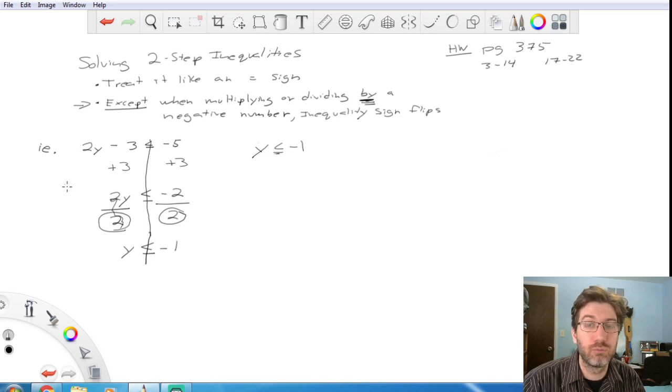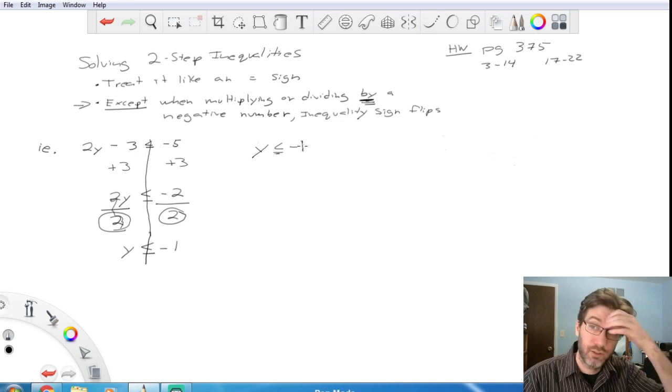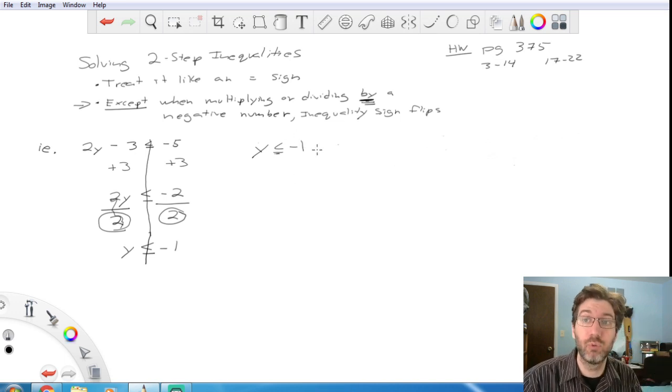However, if I plugged in 0, this would not work, right? Because 2 times 0 minus 3 equals minus 3, which is not less than or equal to minus 5. Minus 3 is a larger number. So 0 does not work. It doesn't fit that criteria. However, anything less than negative 1 or negative 1 will work.